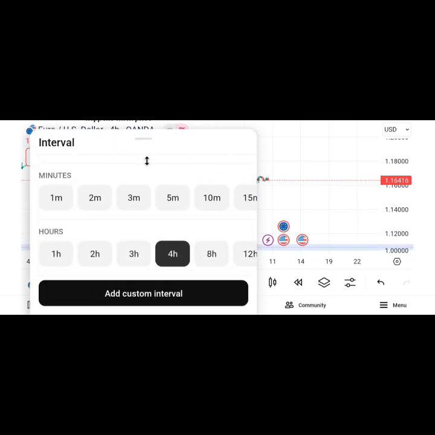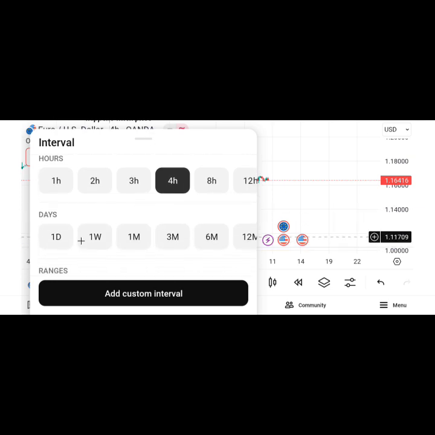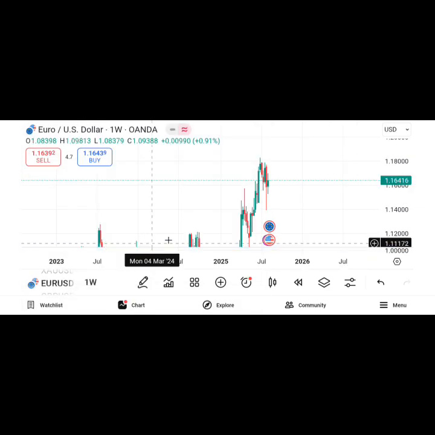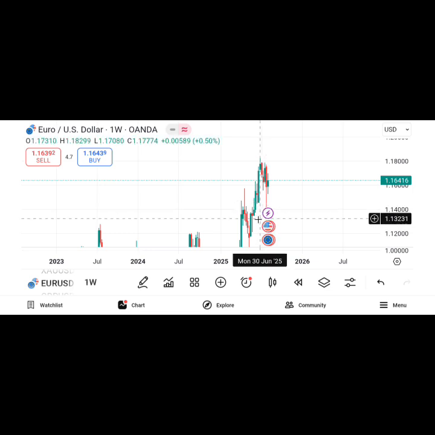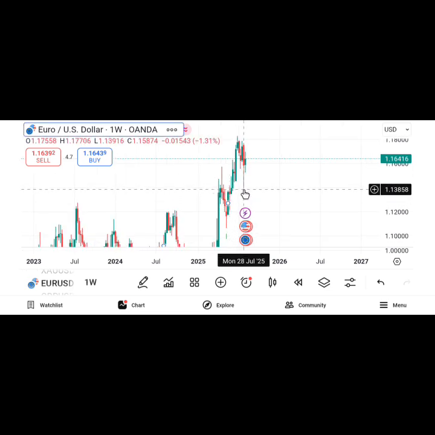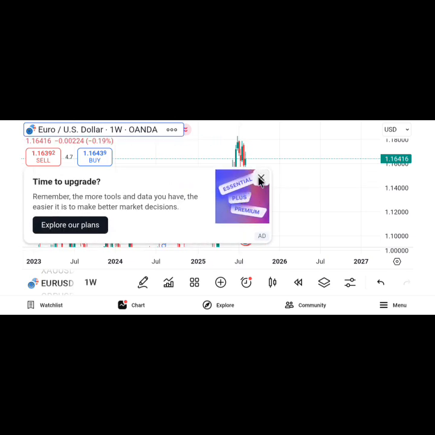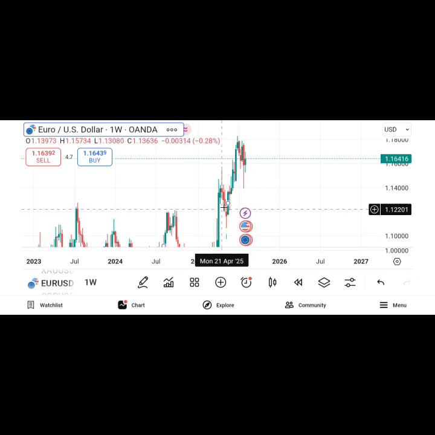Even if you move up to the 1 week time frame, the weekly time frame, each candlestick represents trading activity that happened within a week. So this is trading activity that happened from Monday 28th to Friday. So each candlestick here represents 1 week of trading activity.